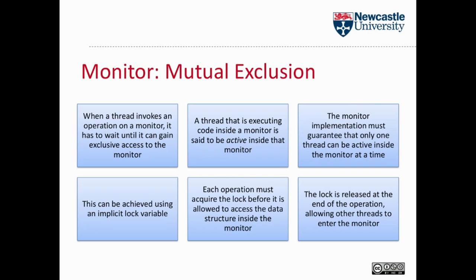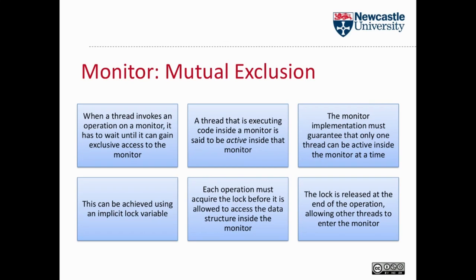So, how are you achieving mutual exclusion? Strictly speaking, you're ensuring that by using reentrant locks or locks. When a thread invokes an operation on a monitor, it has to wait until it can gain exclusive access to the monitor. That could be implemented, strictly speaking, by just ensuring that all the methods are safeguarded by lock and unlock operations. So that is just some naming.